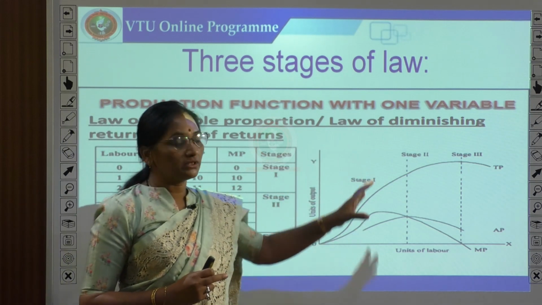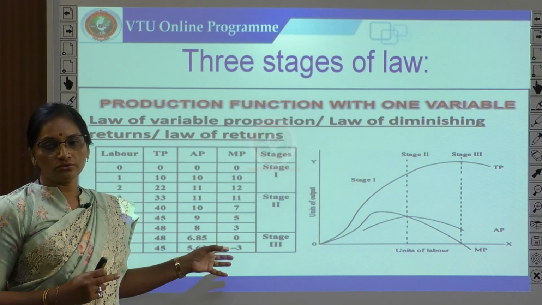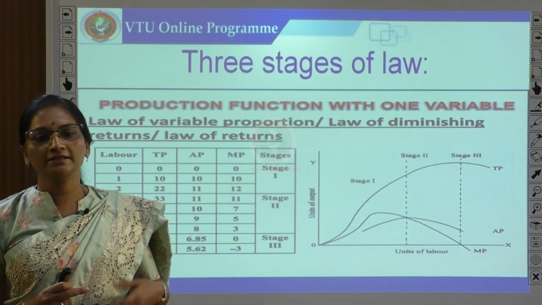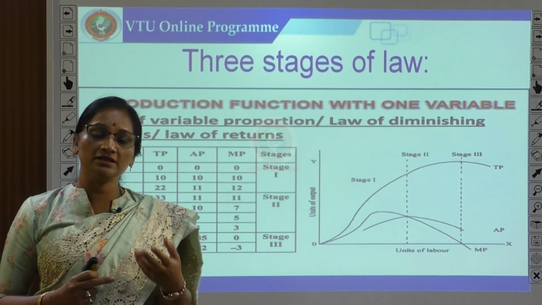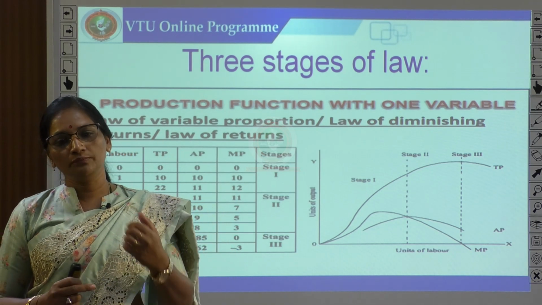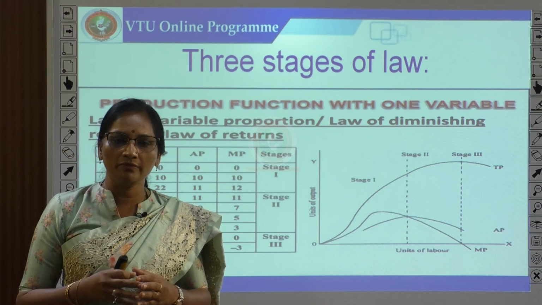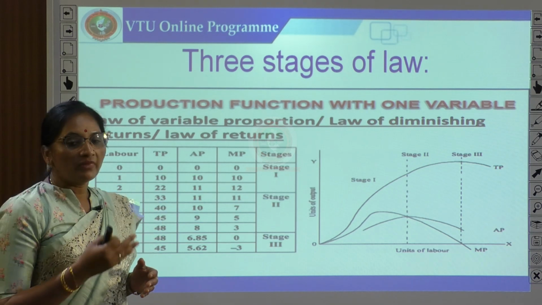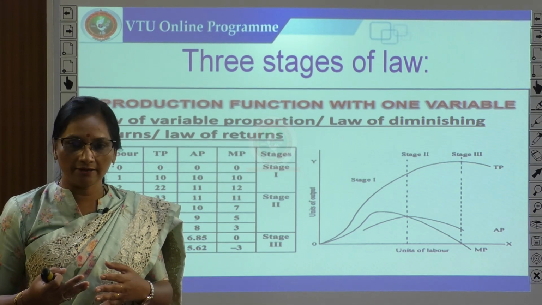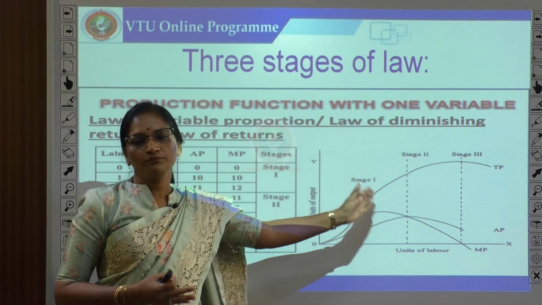They should not try to reach the third stage. Why? Because the third stage explains negative returns: your additional units of inputs are not able to produce anything. It is an overburden to the organization. It explains a miscombination of the factors, because the fixed inputs and variable factors both should be the best combination. Only when it is a best combination can we get the maximum level of output and use the resources efficiently.